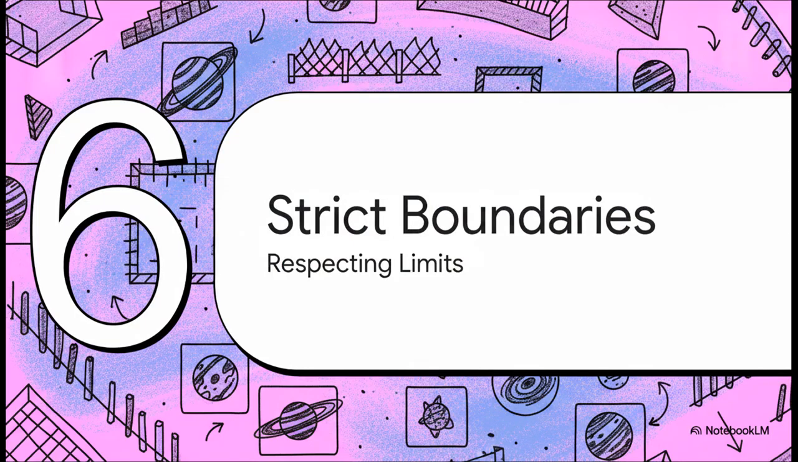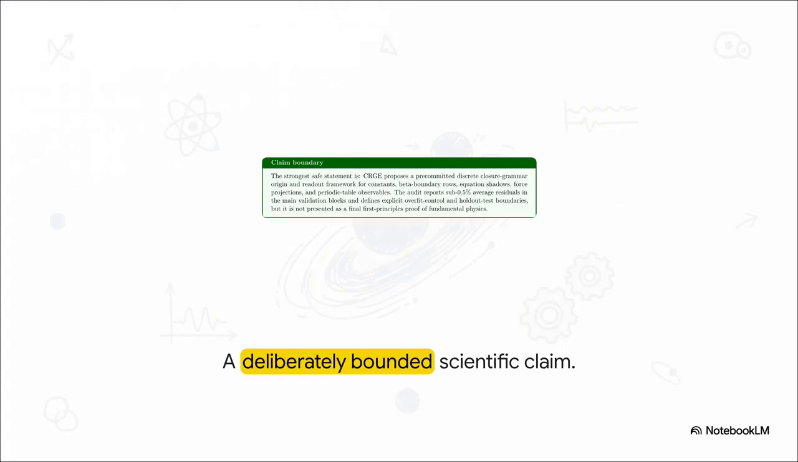Finally, Section 6, strict audit and limits, respecting the boundaries of the claim. You see, this framework establishes a deliberately bounded scientific claim. The author doesn't run around pretending CRGE is some magical final theory of everything meant to totally replace quantum field theory. Not at all. It's proposed purely as a discrete grammar framework and an audit, complete with a very strict, explicit anti-overfitting firewall. And honestly, that shows some remarkable scientific humility.